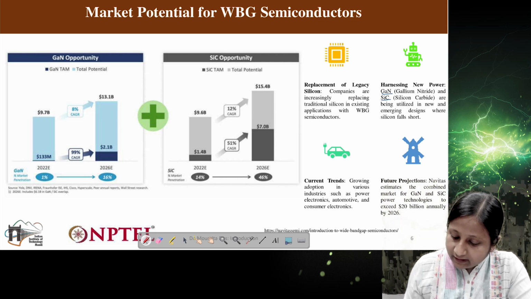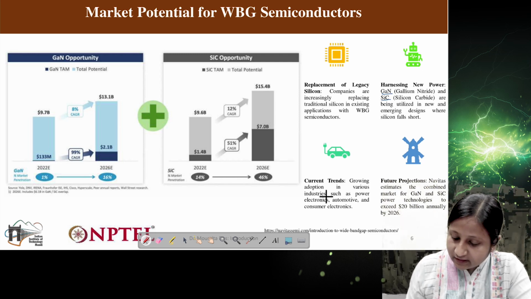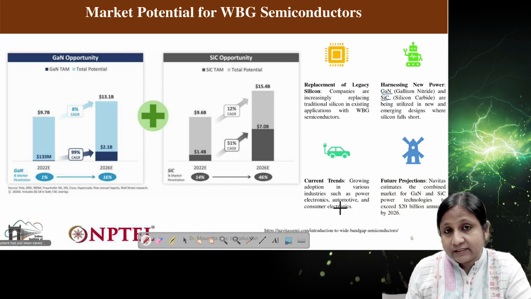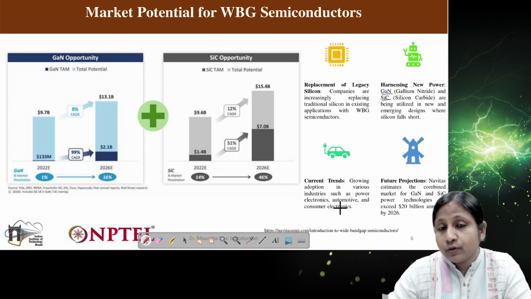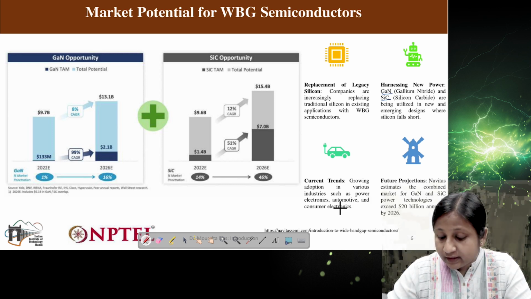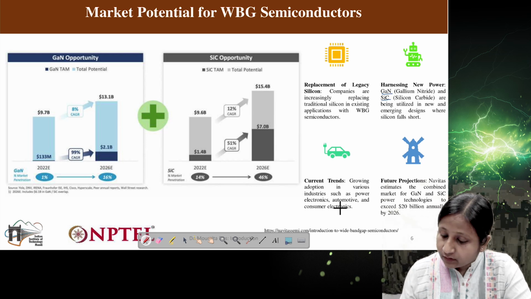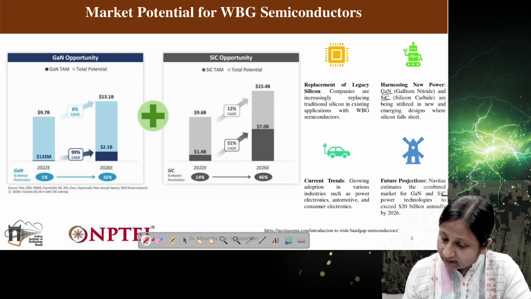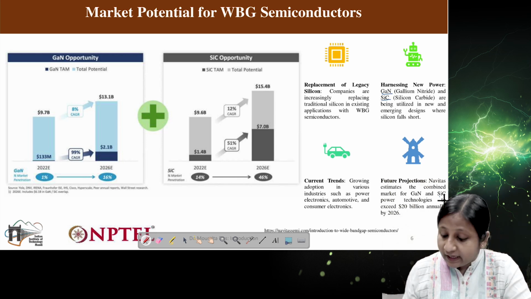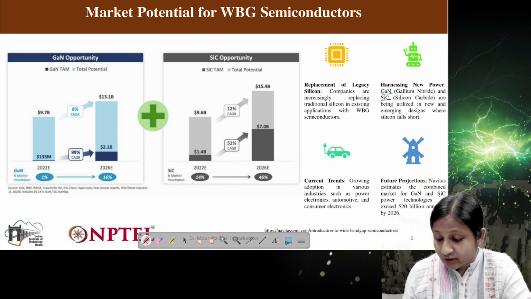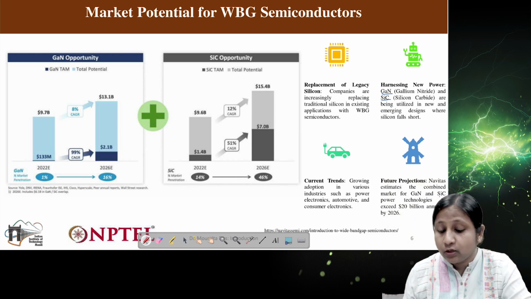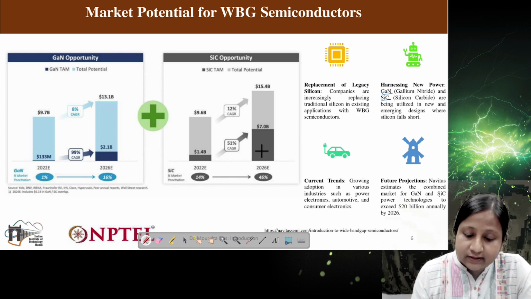So now this current trend, you can see here in industries and different applications, like whatever you can see around you, like electric vehicles, renewable energy, consumable electronics. There the current trend is to replace the silicon with wide bandgap devices. In future it is estimated that silicon carbide and GaN power technologies will exceed $20 billion annually by 2026. This is what is given here in this graph.